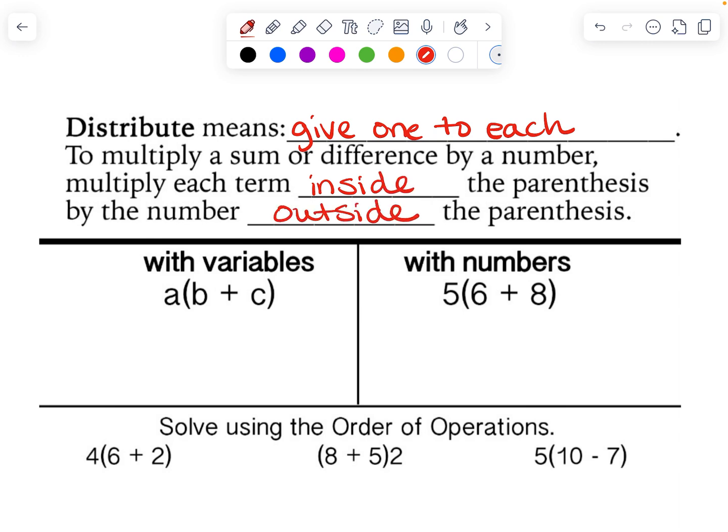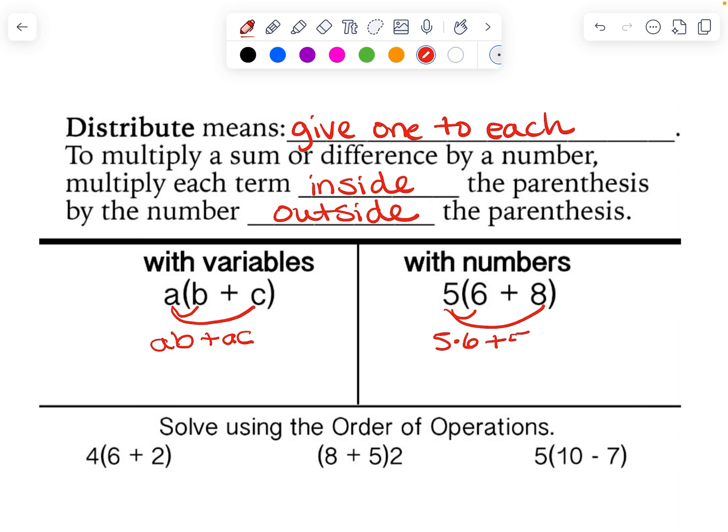All right, so that means that we're going to take the number outside the parentheses and multiply it by each number inside the parentheses. So we can multiply a times b and add to a times c. With numbers, we're going to multiply 5 times 6 and add that to 5 times 8.